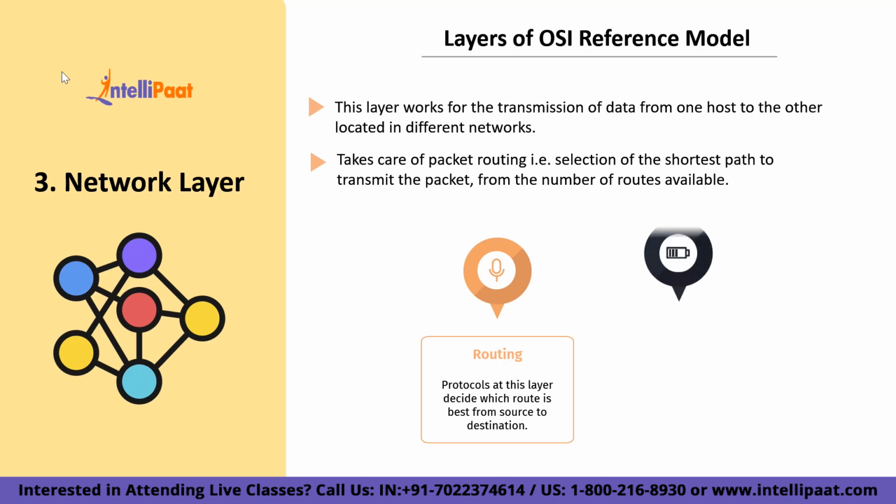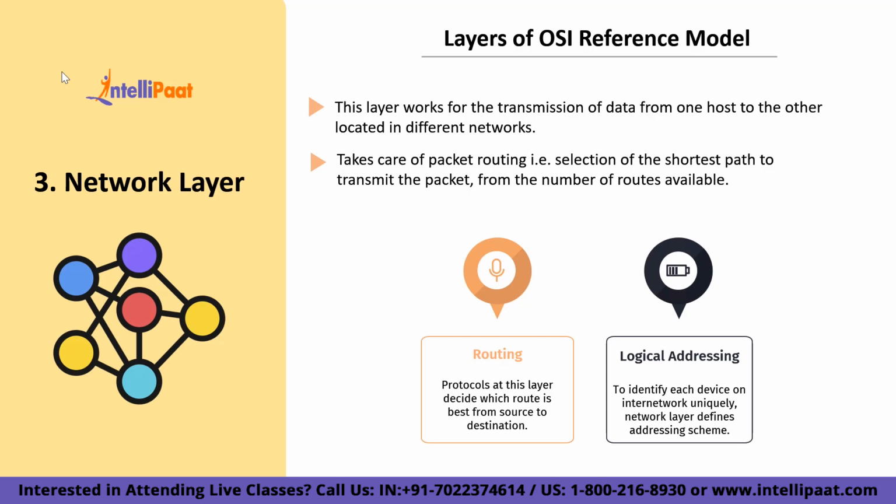This function of the network layer is known as routing. Then comes logical addressing. In order to identify each device on internetwork uniquely, the network layer defines an addressing scheme. The sender and receiver's IP addresses are placed in the header by the network layer. Such an address distinguishes each device uniquely and universally. So that is why this layer is quite important when it comes to OSI model.